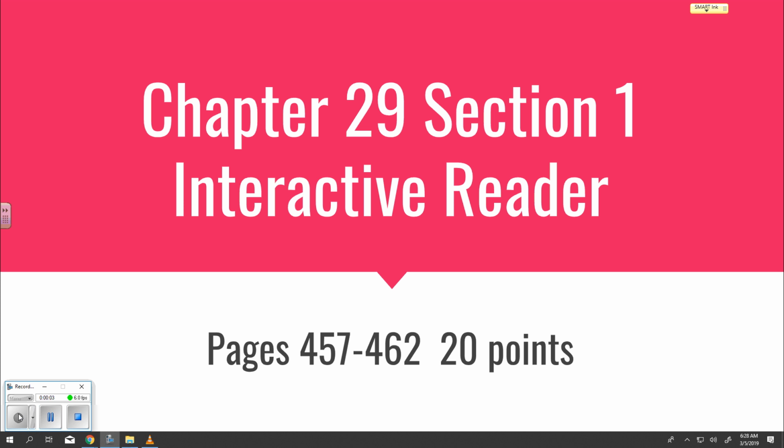Chapter 29, Section 1, Interactive Reader, pages 457 through 462, worth 20 points. The Sun, structure of the Sun.